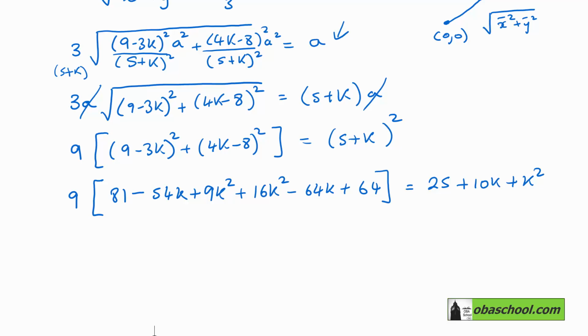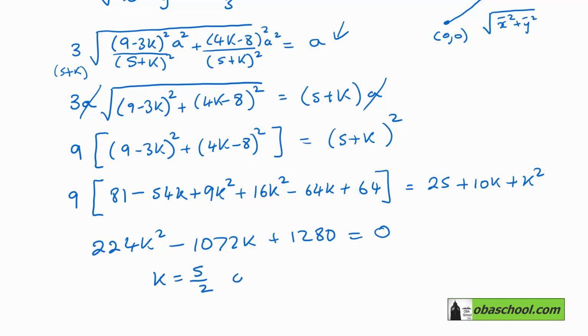Expanding that all out and bringing it all to one side would give us 224k squared, take away 1072k, plus 1280 is equal to 0. And we can solve for that on the calculator, and that would give us that k is 5 over 2, or k is equal to 16 over 7.